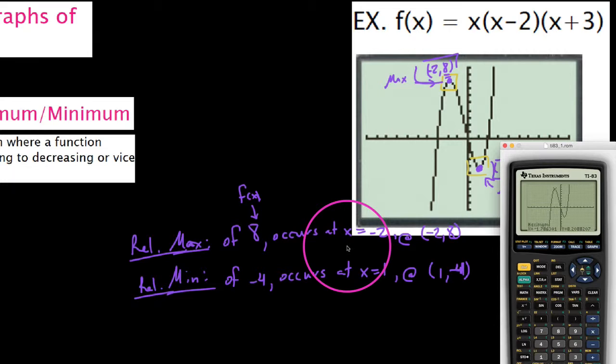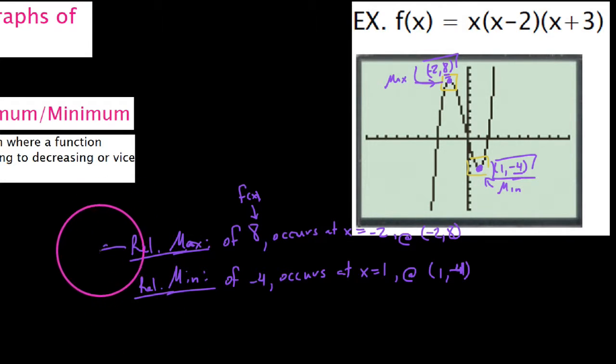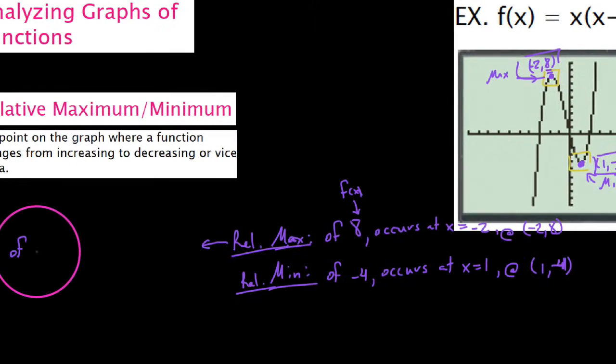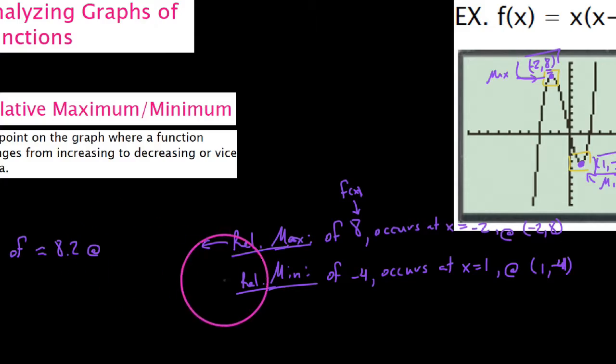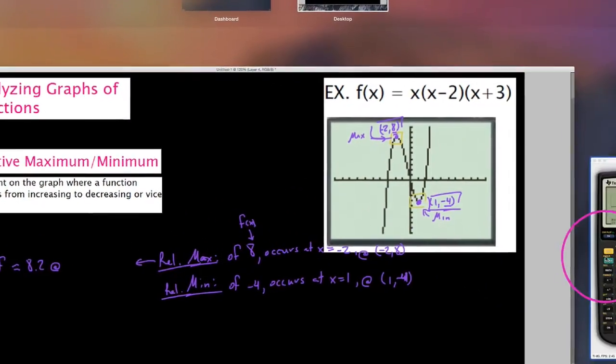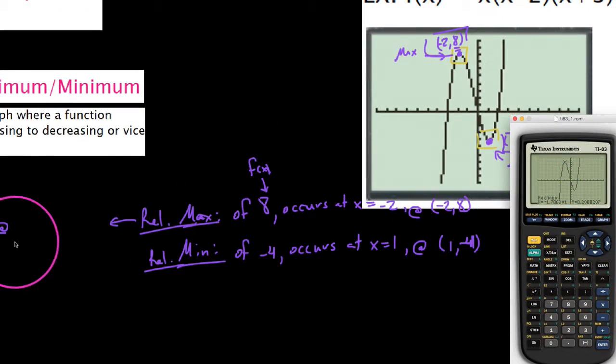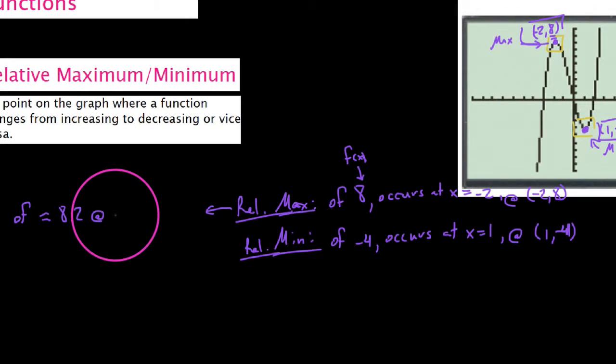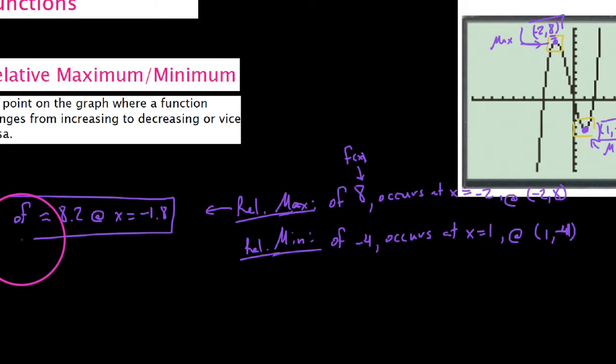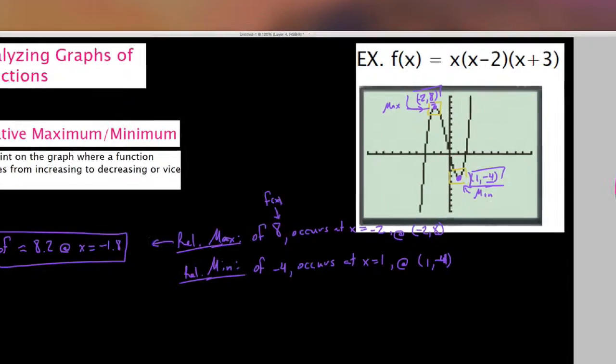So we're going to say that we have a relative maximum value of approximately 8.2 if we go out one decimal place here. This was at an x value of about negative 1.786, so we'll say x equals negative 1.8. This would be our relative maximum value, and likewise we're going to look for our minimum value.